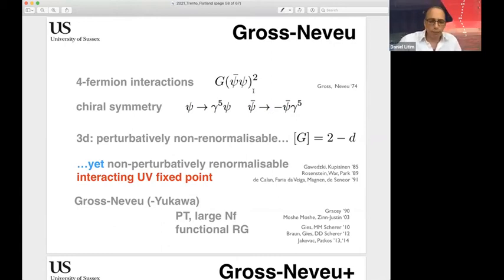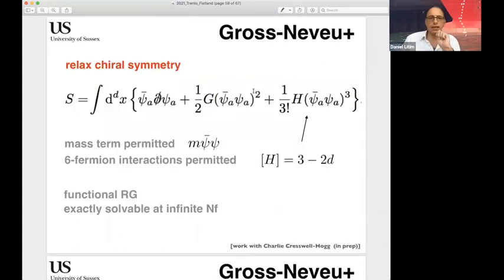So what I'm going to talk about in the remaining 3 minutes is relaxing chiral symmetry. I refer to this as Gross-Neveu plus maybe. The idea is, with Charlie, we decided to have a look into what the role of chiral symmetry really is. And we wanted, therefore, to begin with simply giving it up.